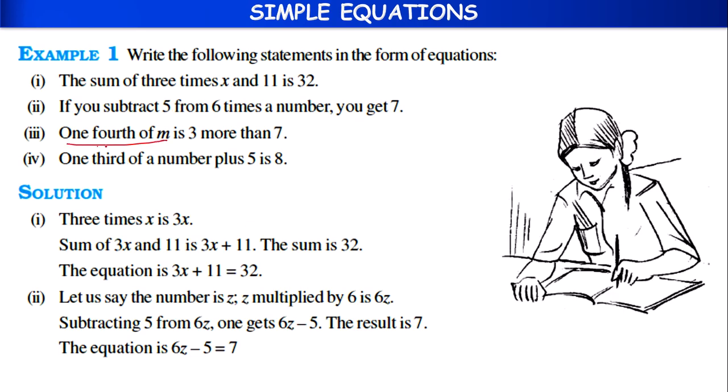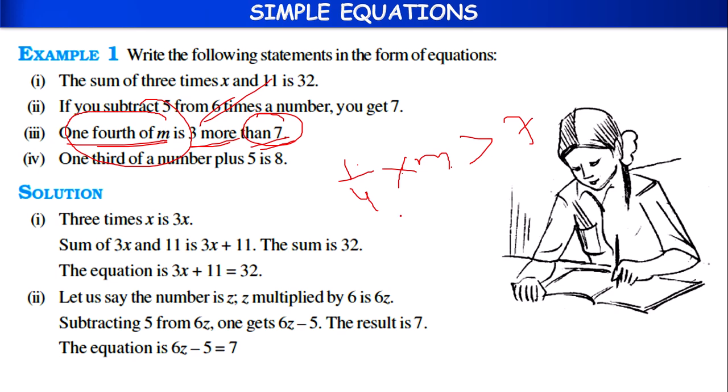Next one. 1/4 of m is 3 more than 7. 1/4 of m is how much? 3 more than 7 means this 1/4 of m is greater than 7 by 3. That means if we take the difference of 1/4 of m and 7, we will get 3. Indirectly they have given that.